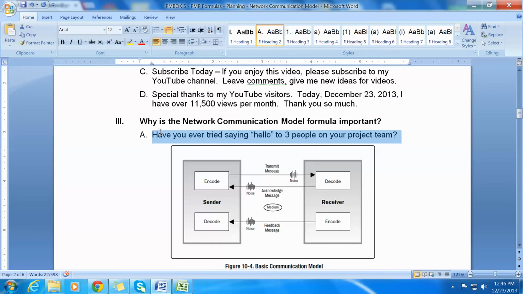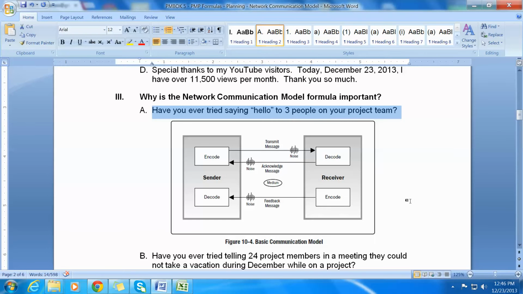So, have you ever tried saying hello to three people on your project team? This is actually a snapshot taken from PMBOK 5, figure 10.4. You're the sender and you work on a message. You transmit it to someone. But there's some noise. And what kind of noise is it? Well, maybe the project person that you're sending it to had a bad day. Or maybe they're feeling ill that day. Or perhaps the two of you have had problems before. So you think you're just saying good morning to them, and they may be interpreting it in a very different way. Well, he or she receives your message, and then they acknowledge the message and send it back to you, and you have some noise.